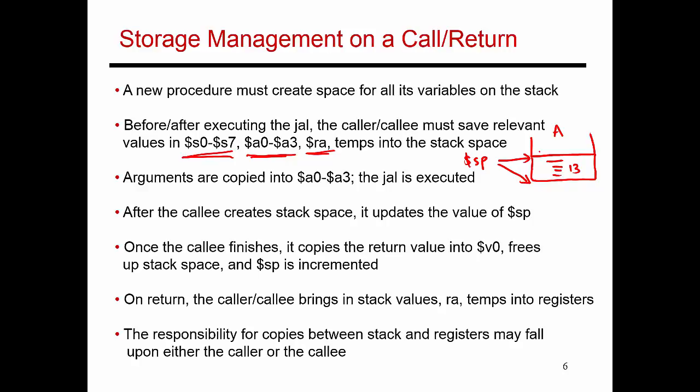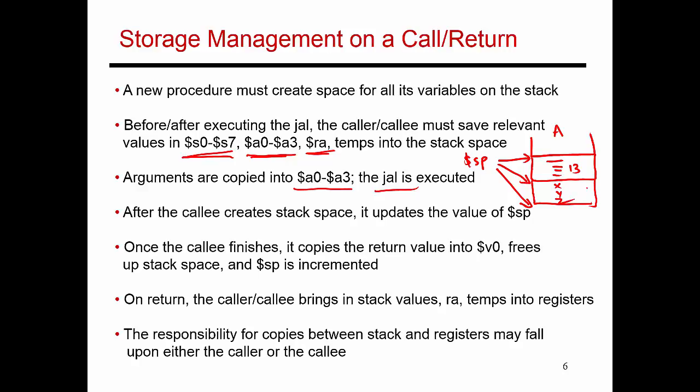Now you place arguments for procedure B into registers A0 to A3. Then you execute the jump and link, and now procedure B is going to be executing. Procedure B says, at the start, I'm going to create some space for my local variables. So it grows the space and updates the stack pointer to now point over here. Procedure B places its local variables over here, so X, Y, Z, all of that gets placed on the activation record for procedure B.